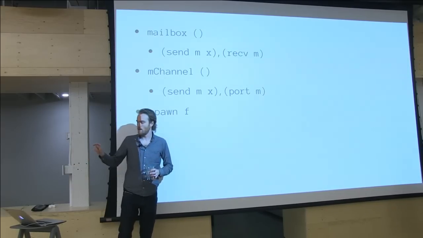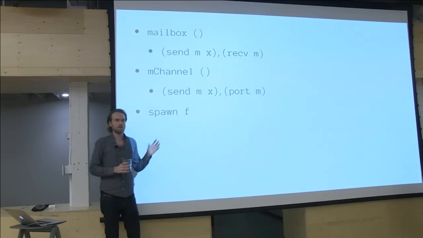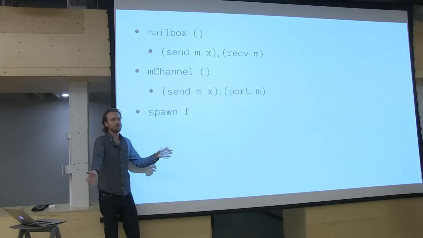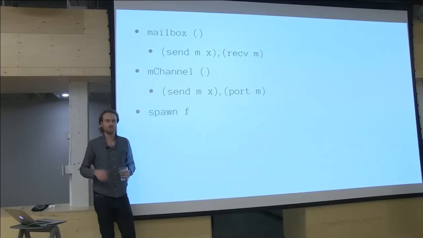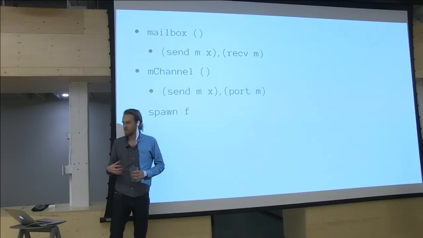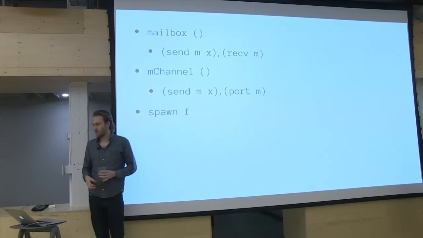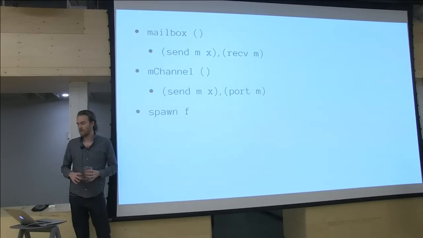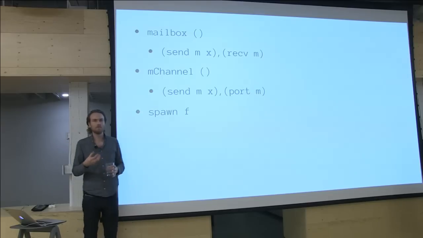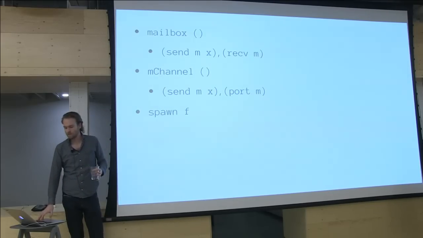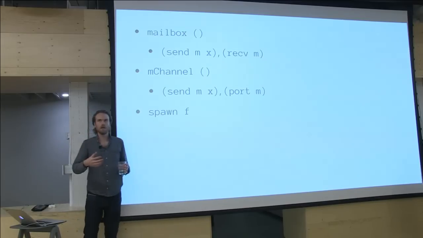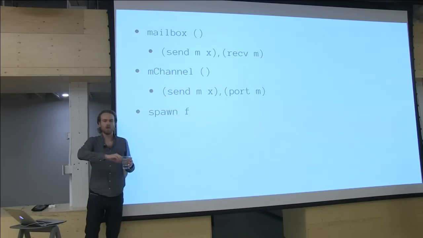And then an M-channel is like a mailbox, but it's like a multicast. So you have one sender, but multiple receivers. The way that the receiving works is you call the port function on the M-channel, and then you get something back that's like a mailbox, but you can only receive from it, I think. And then there's another function called spawn, which takes a function and spawns it off in another process-like thing.